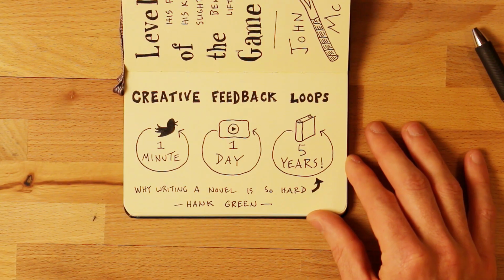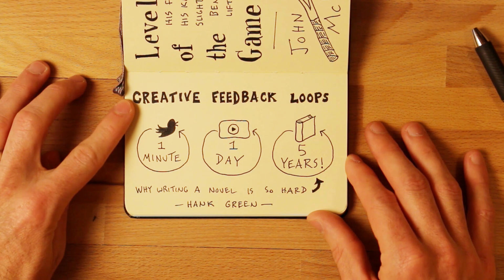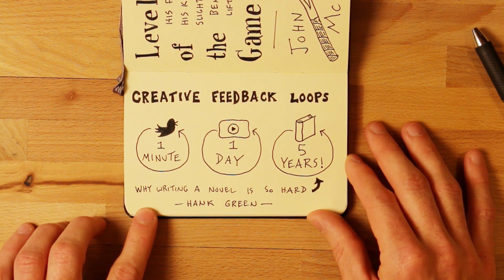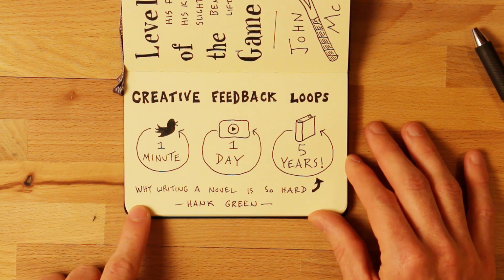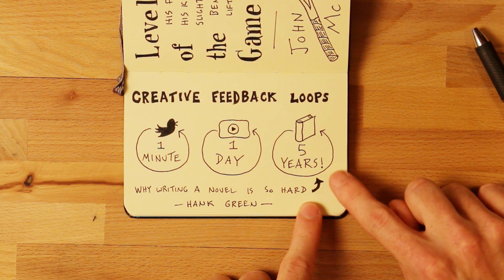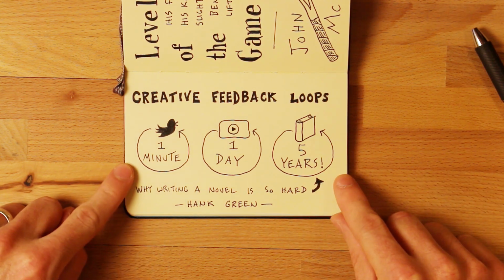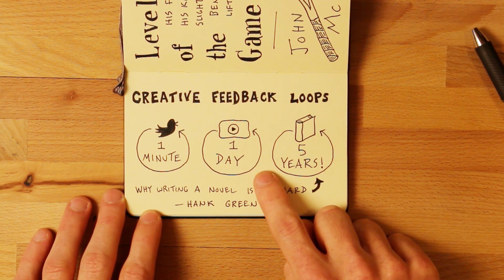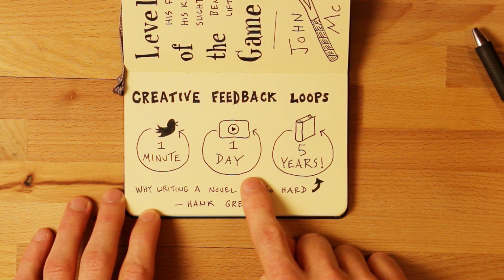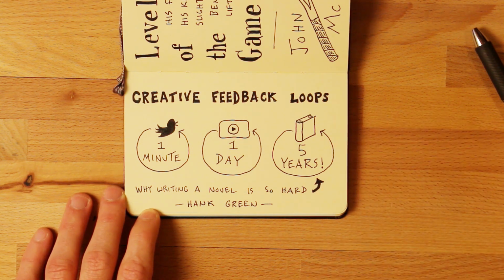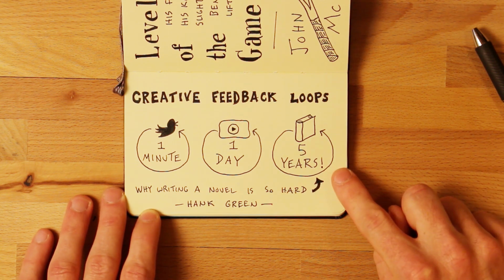This here is an idea from Hank Green about creative feedback loops. He shared this idea around the release of his first novel, An Absolutely Remarkable Thing, pointing out the fact that the reason that writing a novel is so hard is because of how long the feedback loop is. With a tweet, you can get a reaction to your idea within a minute or less. With a YouTube video, maybe that feedback loop is a day. But with a novel, the time from the moment you start working on it to that time when others actually react to your work could be 5 years or more.